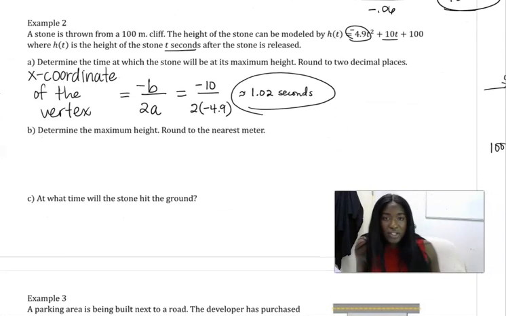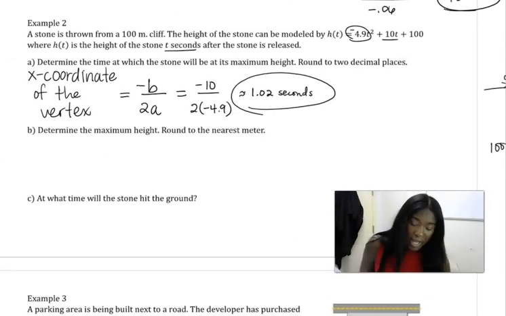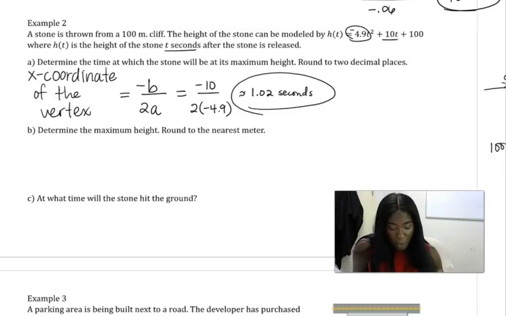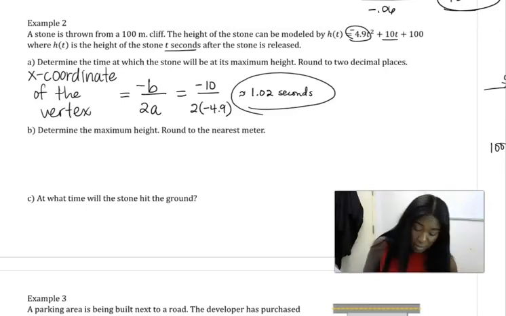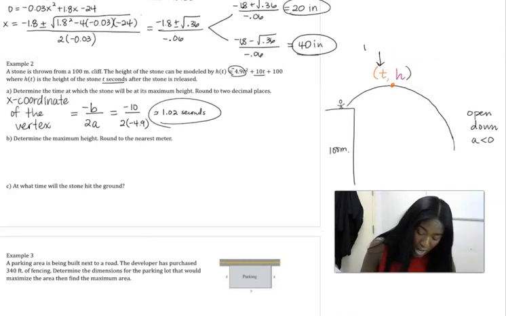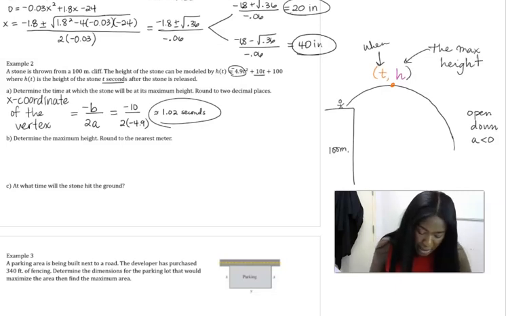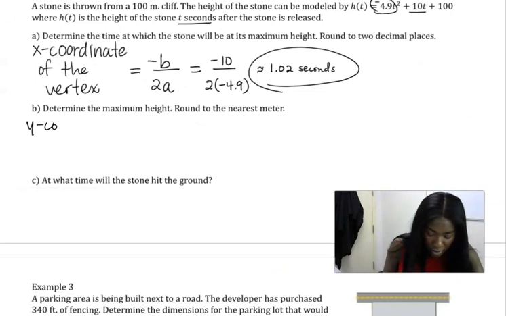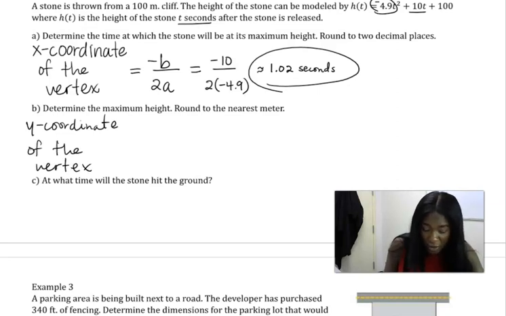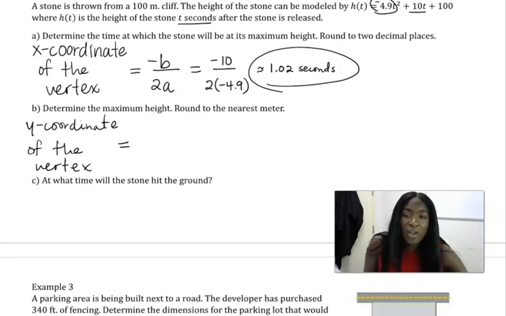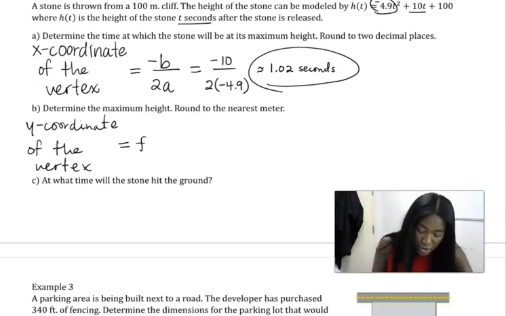So now we do know the x-coordinate of the vertex. We've figured out when the stone is going to reach its maximum height. Part B of this question is asking us for what is the maximum height. Well, we know when the maximum height happens. What the maximum height is, is the y-coordinate at the vertex. So part B of this question is asking us for the y-coordinate of the vertex. And once we have the x-coordinate of the vertex, we can very quickly find the y-coordinate by taking our answer from the x-coordinate and plugging it into the function.